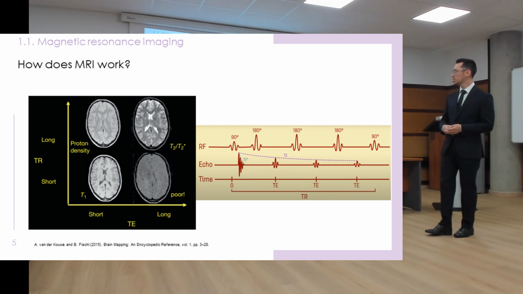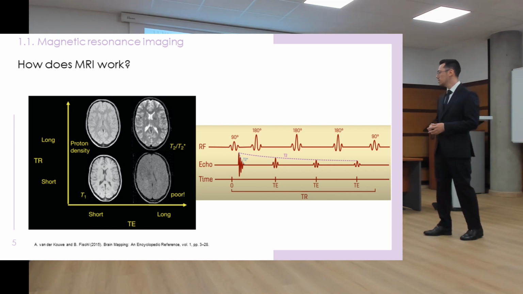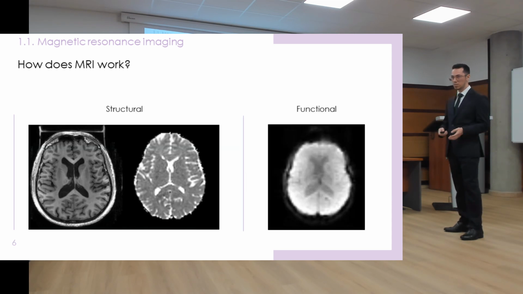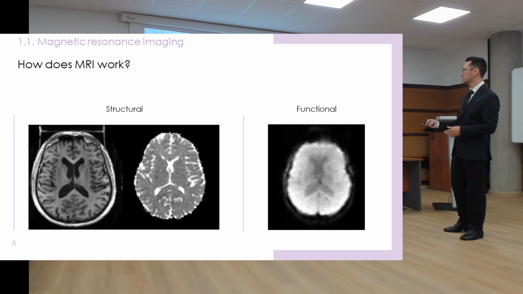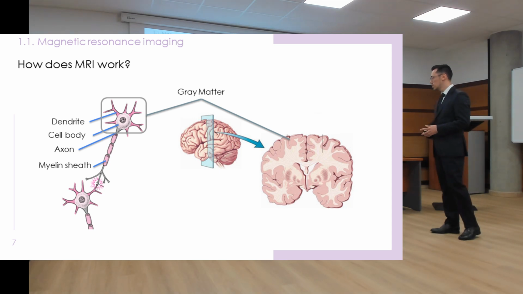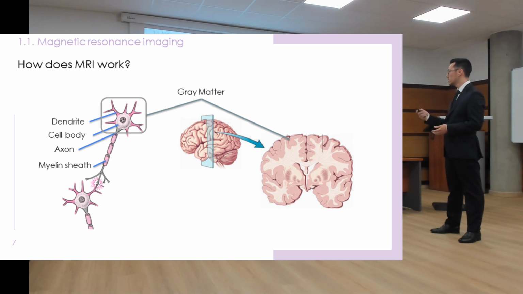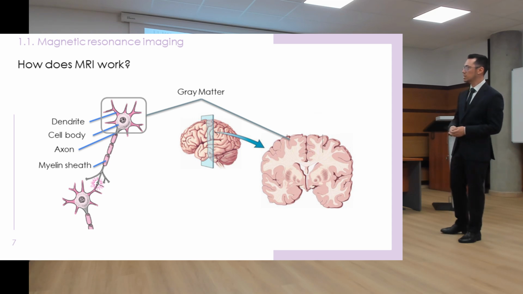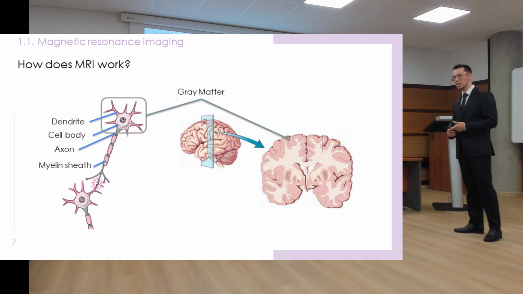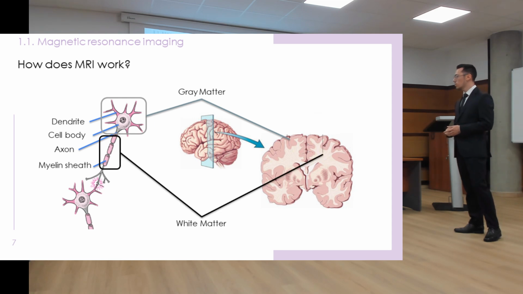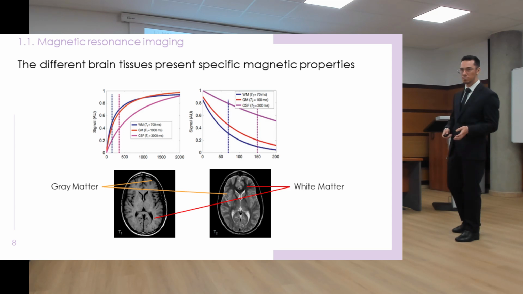So the RF pulse sequences can be applied at different rates, generating different kinds of images by changing the echo and repetition times of the sequence, which can provide information about brain structure and function, allowing us to differentiate key brain tissues, for example the gray matter, which consists of the neuronal cell bodies, the dendrites, and the unmyelinated axons, and the white matter, consisting of the long myelinated axons.